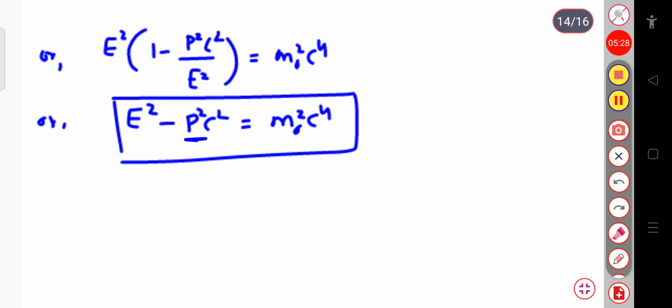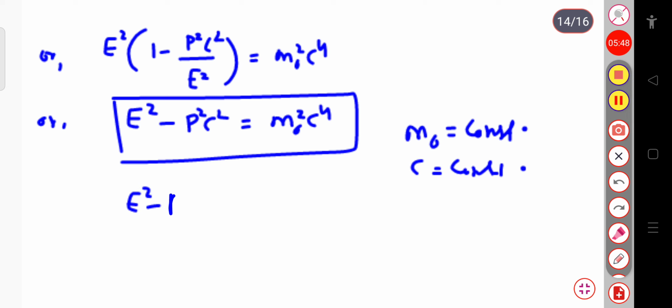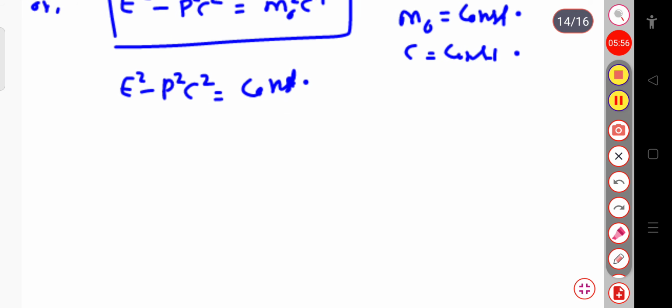This P is the relativistic momentum, and E is the total energy of the body. Here you can see that m naught is constant and c is also constant. So the total term E square minus p square c square will be constant. Therefore, we conclude that this term E square minus p square c square is invariant, that is, constant.